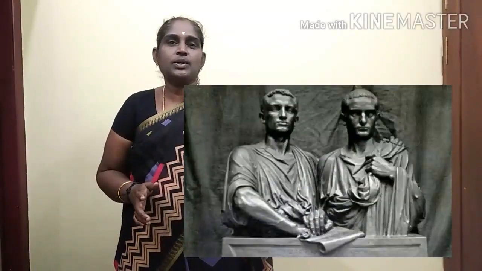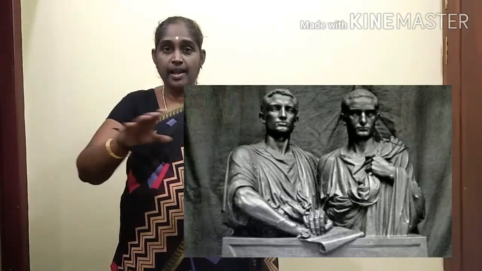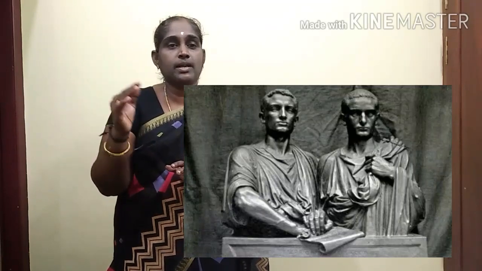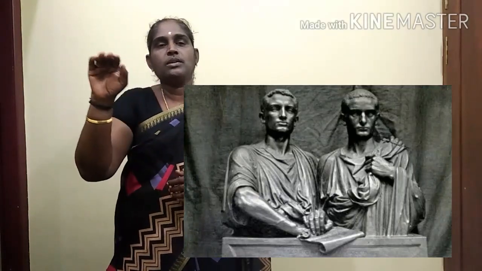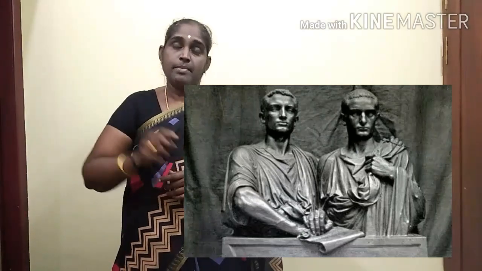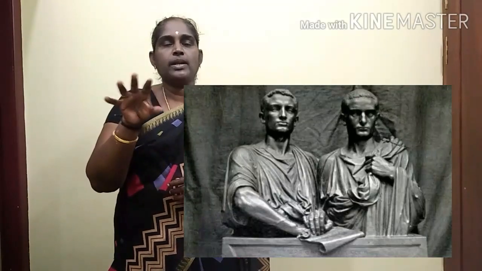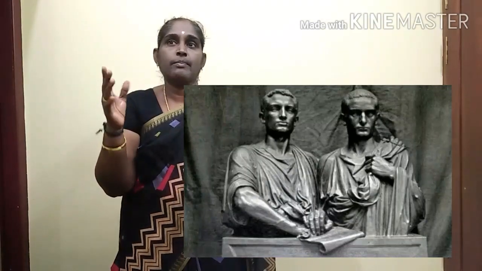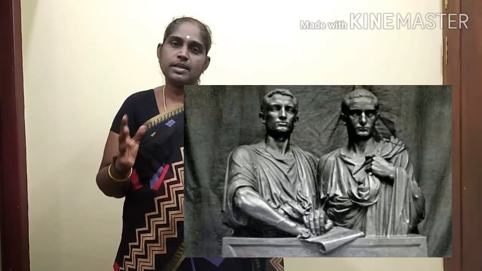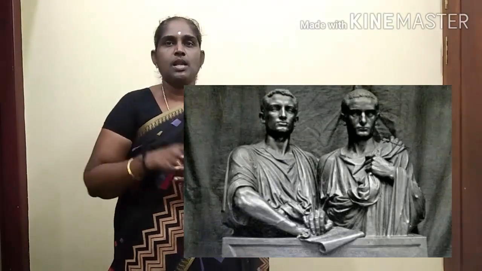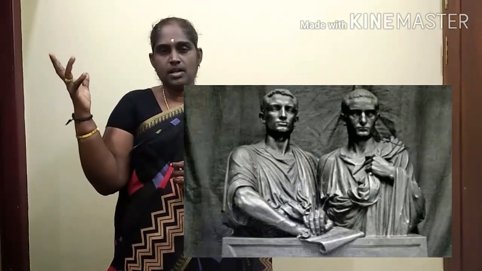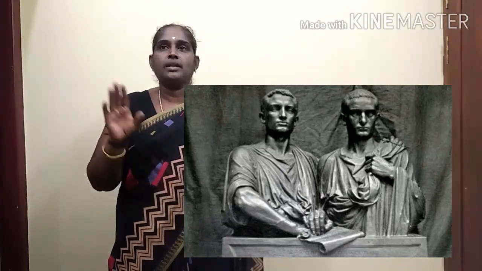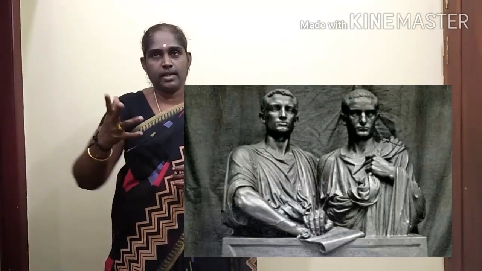Tiberius Gracchus and Gaius Gracchus were two patricians, two brothers from the patrician group. But they spoke only for the sake of the poor peasants. Patricians means landlords, but these people spoke for the safety of the poor. So the poor peasants supported their program. This was not liked by the senators. Shocked by this development, the senators murdered both of the Gracchus brothers.